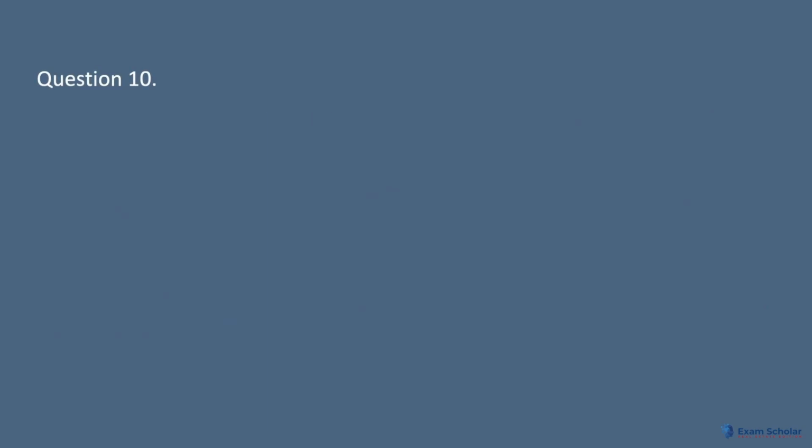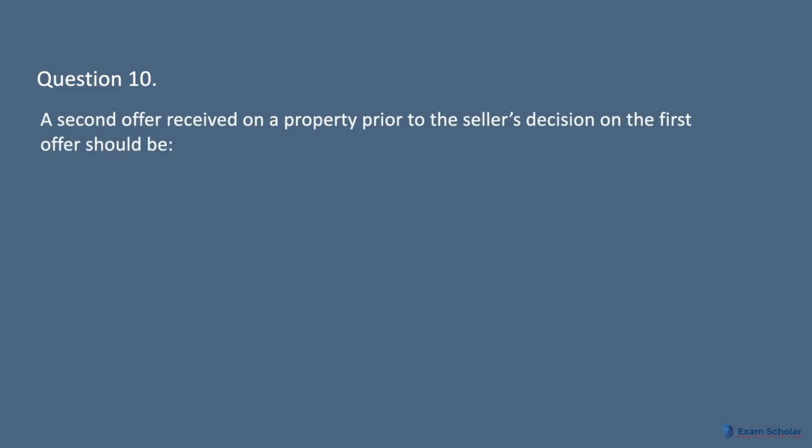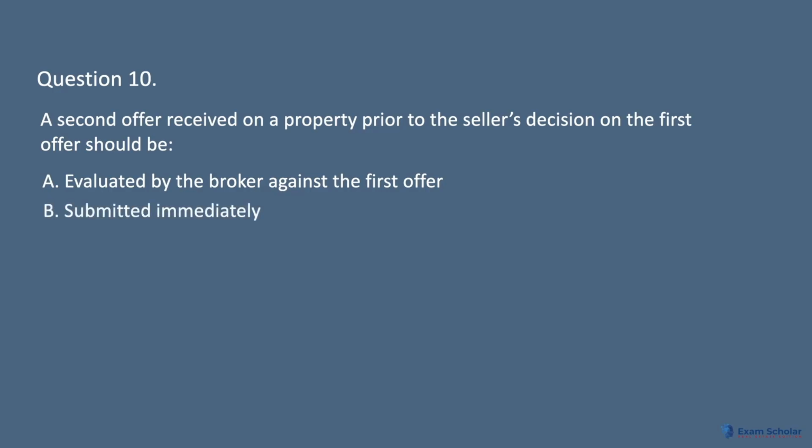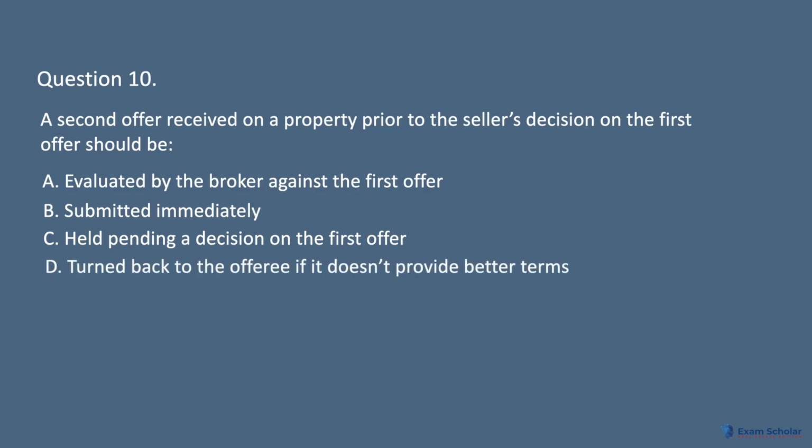Question 10. A second offer received on a property prior to the seller's decision on the first offer should be A. Evaluated by the broker against the first offer. B. Submitted immediately. C. Held pending a decision on the first offer. D. Turned back to the offer if it doesn't provide better terms.